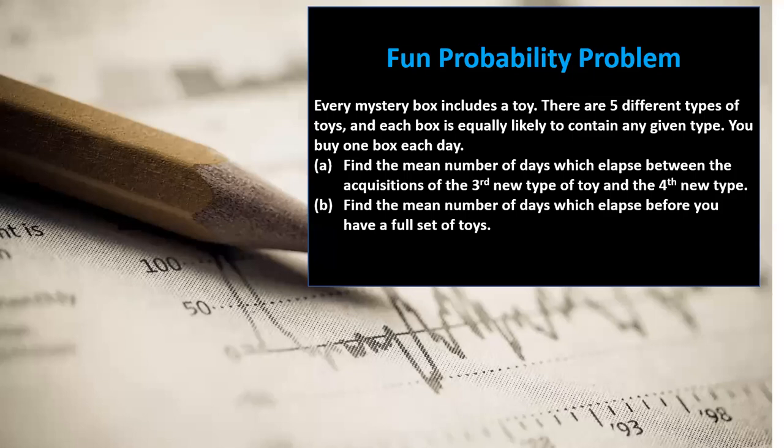Today we are going to solve another very classical probability problem. Every mystery box includes a toy. There are 5 different types of toy, and each box is equally likely to contain any given type. You buy one box each day. First, I want to find the mean number of days which elapse between the acquisition of the third new type of toy and the fourth new type.